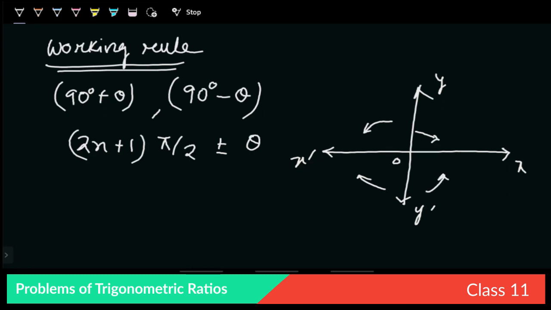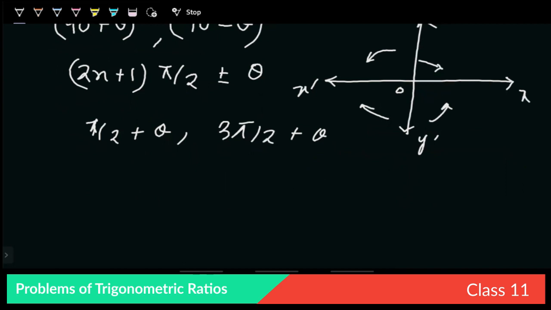So if you look carefully, you will see that before 90 degree or pi by 2, the coefficients are, so if I write this as pi by 2 plus theta, pi by 2 minus theta, 3 pi by 2 plus theta, 3 pi by 2 minus theta, that means 270 degree plus theta, 270 degree minus theta. So if you look carefully, the coefficients of pi by 2 are 1, 3, then it will come 5, then it will come 7, then it will come 9. So you can see these are the odd numbers.